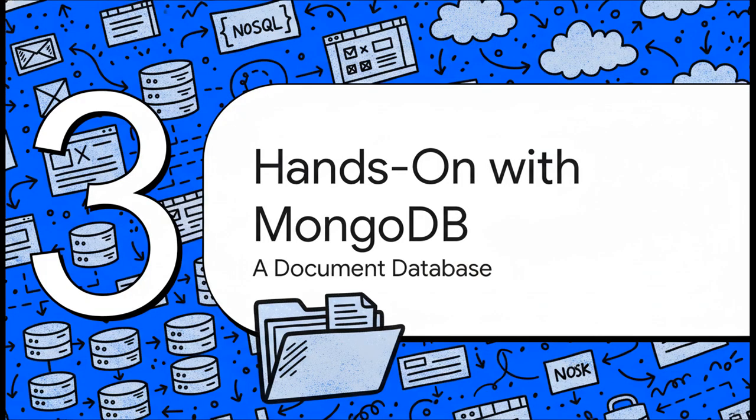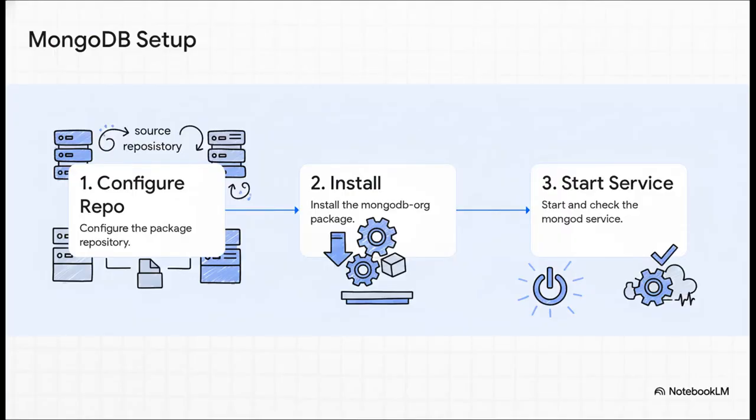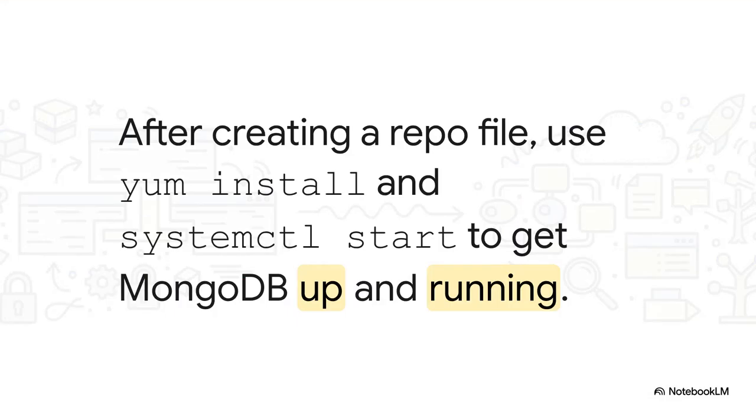Now let's switch gears and do the same thing for our NoSQL example, MongoDB. You're going to see some similarities here, but also some really important differences. You'll notice a familiar pattern. You set up the source, the repository, so your system knows where to get the software. Then you install the main package, and finally, you start the service. Simple as that. So after you create that little repository file, you just install MongoDB with yum.